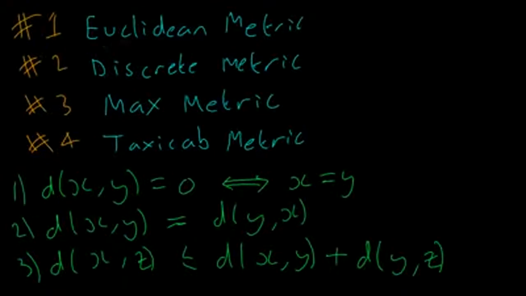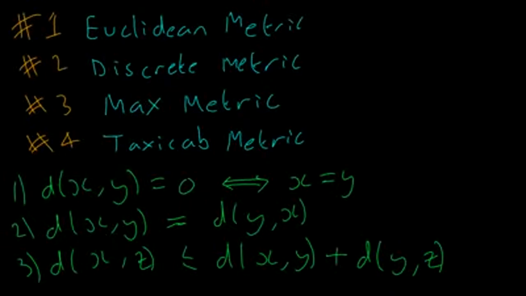So in this video we're going to be looking at some examples of metrics, and I've just written out the different metrics which we're going to be looking at in case you want to skip through the video and find the example you want. The Euclidean metric, the discrete metric, the max metric, and the taxicab metric. And obviously there are many more, but we're just going to look at these four in these examples.